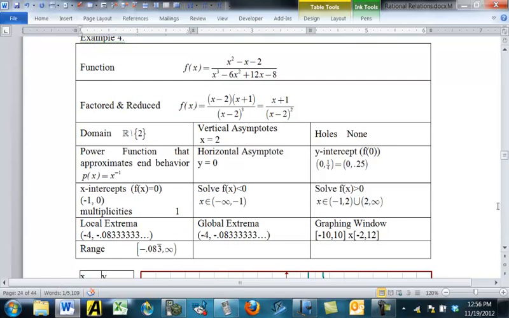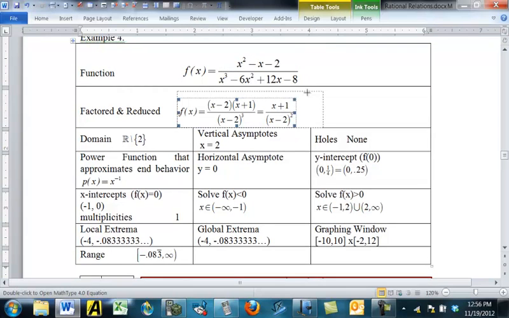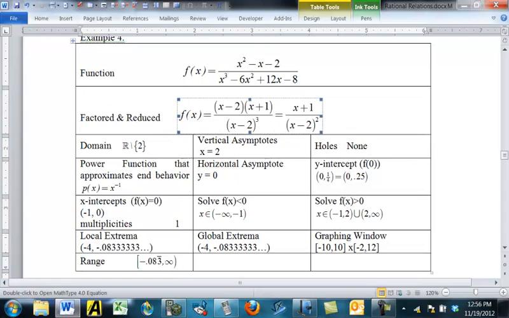Okay, a couple more examples. Here's one. We factor the top: x minus 2 times x plus 1. The bottom is x minus 2 cubed when you factor that out. Notice that if you plug in 2, the denominator is 0.